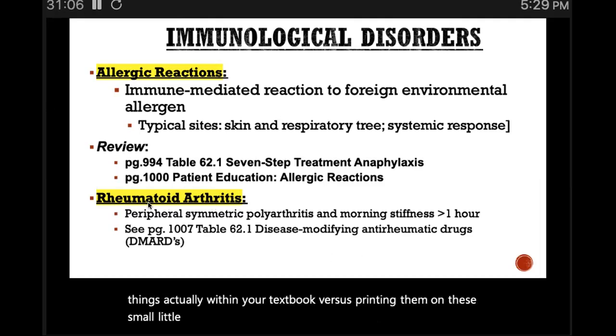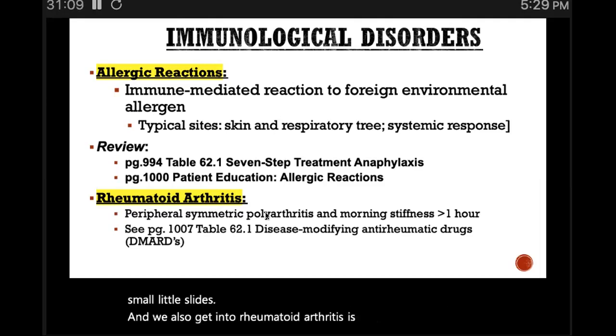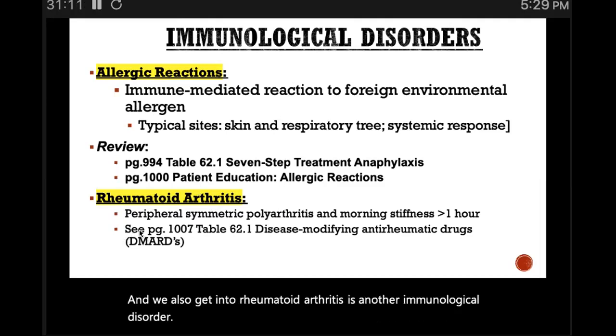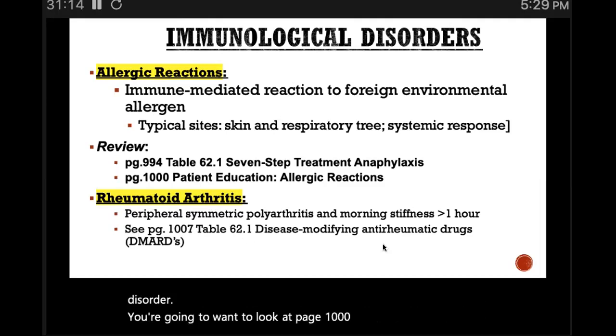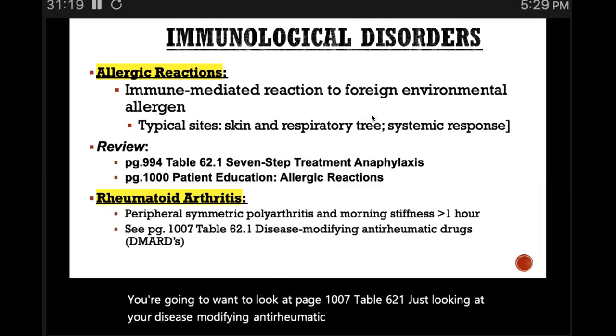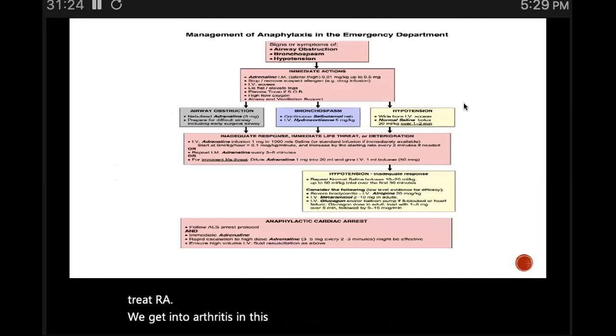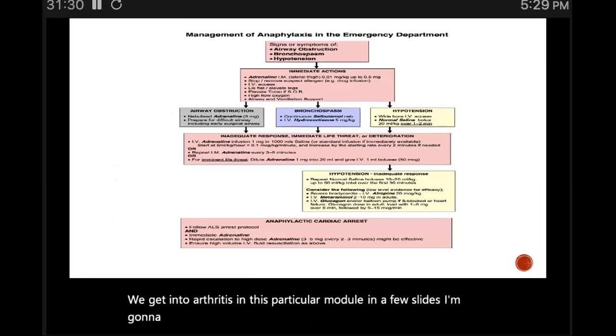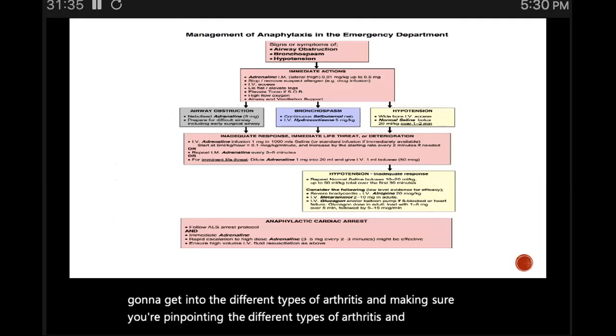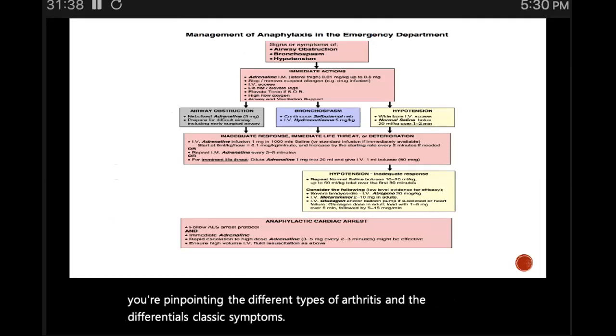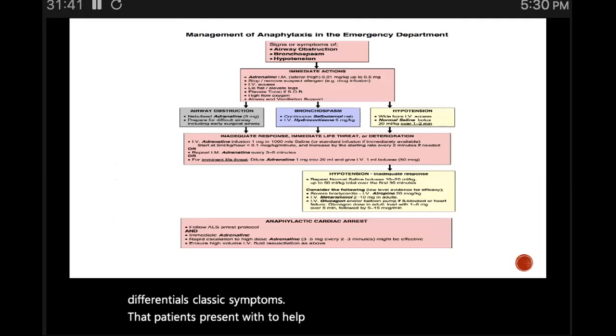Then we also get into rheumatoid arthritis, which is another immunological disorder. You're going to want to look at page 1007, table 62.1, just looking at your disease modifying anti-rheumatic drugs specifically used to treat RA. We get into arthritis in this particular module in a few slides. I'm going to get into the different types of arthritis and making sure you're pinpointing the different types and the differential classic symptoms that patients present with to help you differentiate whether it's rheumatoid versus osteo.